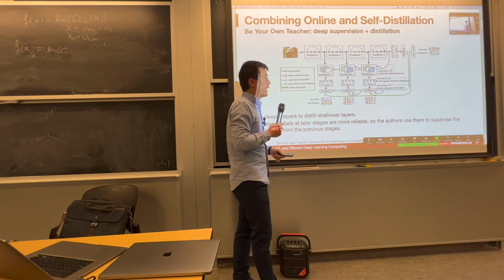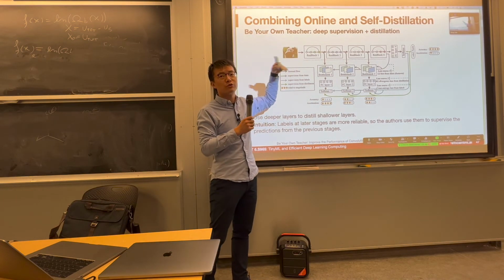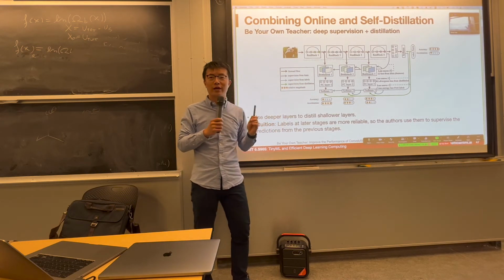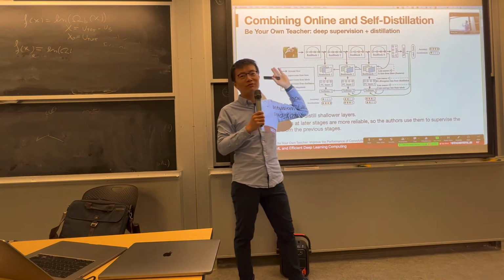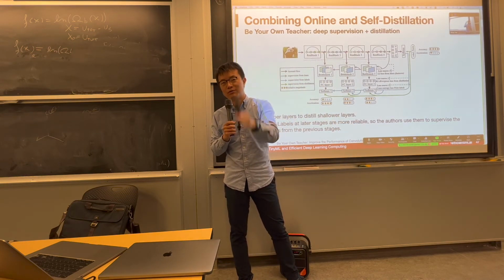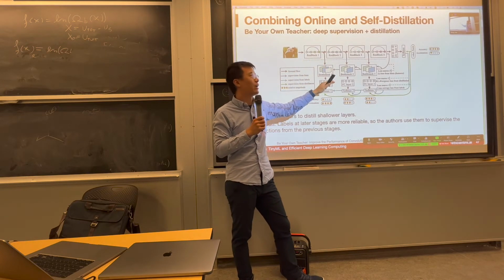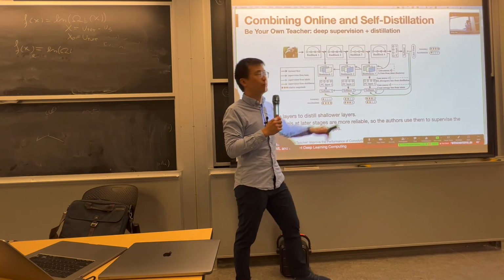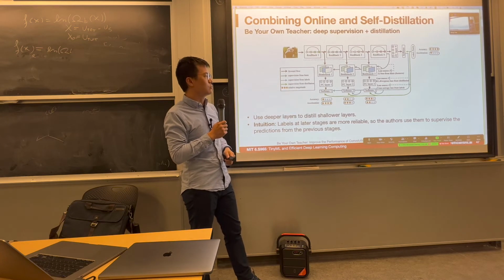And also we can use these deeper layers to supervise those shallower layers, right? So again, you are teaching yourself. We just have one neural network model. We don't have to have a separate teacher model and a separate student model, but just one model. And we are learning on the fly. We are using the later layers' prediction to supervise these earlier layers.